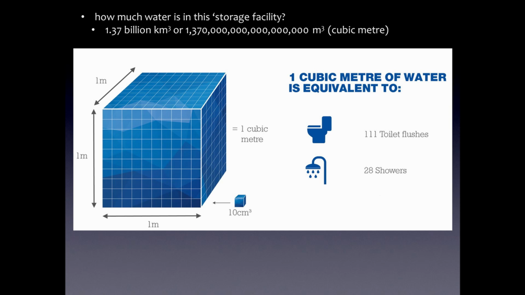We're looking at 1.37 billion cubic kilometers of water. Remember that 1 cubic meter of water is equivalent to 28 showers, if you have a short, average shower of about 5 minutes, or 111 toilet flushes. It's a lot of water no matter how you look at it.